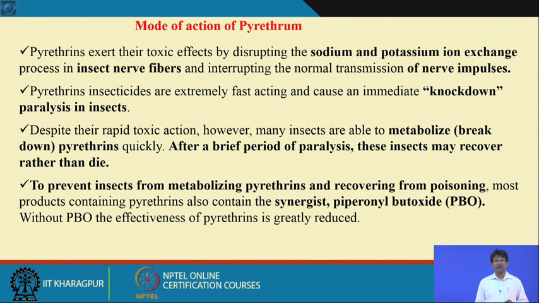what you do to prevent the insects from metabolizing the pyrethrins and recovering from the poisoning, most of the products containing pyrethrins also contain the synergist, that is PBO, piperonyl butoxide. So, this is used in case of the pyrethrin insecticide, so that the insects cannot break down these pyrethrins, and this PBO, the synergist, is used to increase the effectiveness of the pyrethrin. Without PBO, the effectiveness of pyrethrins is greatly reduced.